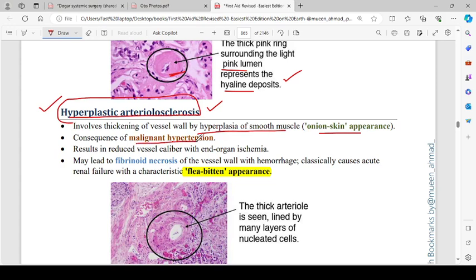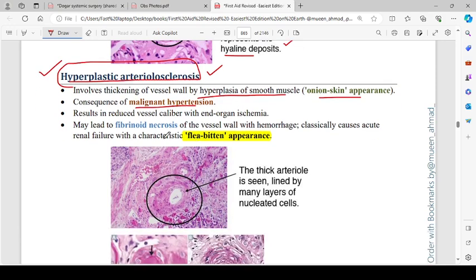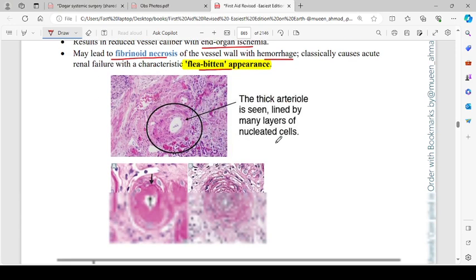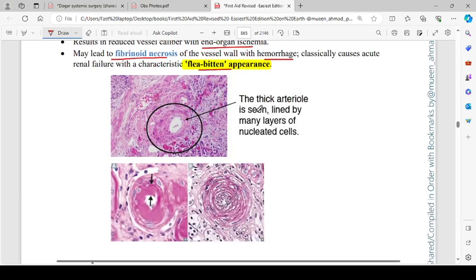It is a consequence of malignant hypertension. It results in reduced vessel caliber with end organ ischemia, and may lead to fibrinoid necrosis of the vessel wall with hemorrhage. It classically causes acute renal failure with a characteristic flea-bitten appearance. So the thick arteriole is seen lined by many layers of nucleated cells.